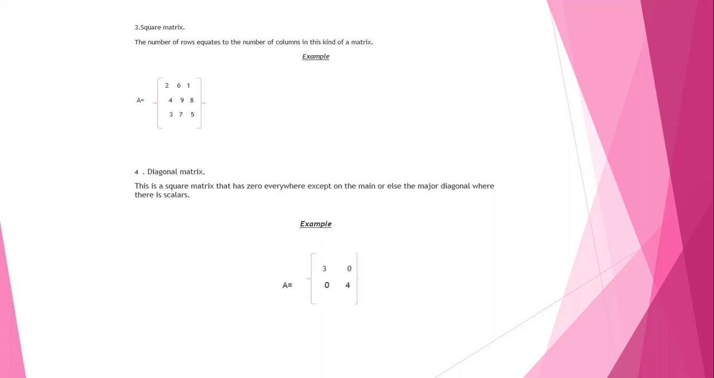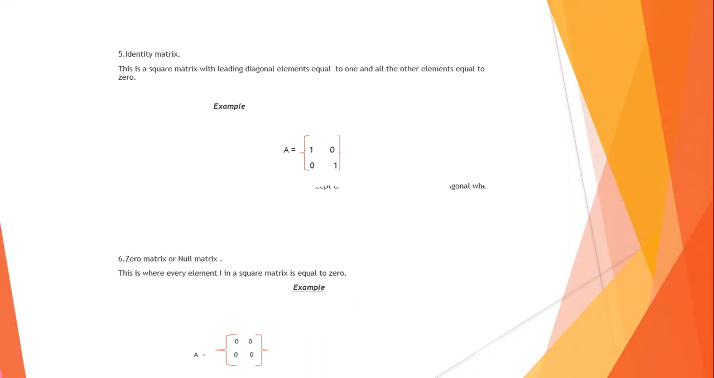So the diagonal matrix is a kind of matrix that has 0 everywhere, but there are the scalars, or the numbers or figures, particularly arranged on the major or leading diagonal. Then from there we move to the next kind of matrix, that is the identity matrix.